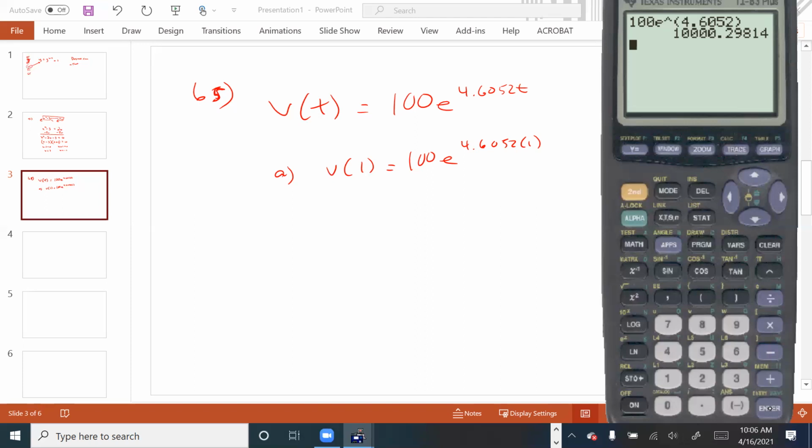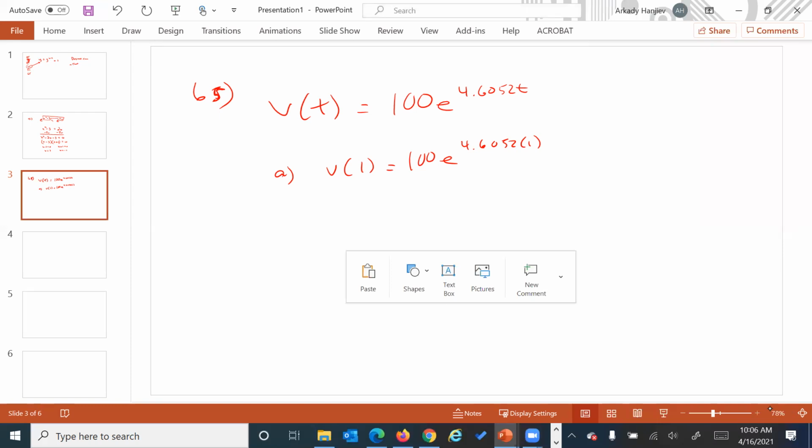Dylan, do you have the answers to that one or no? I didn't want to help on it. Gotcha. Okay. So within the hour, we have about 10,000 computers infected with this wonderful thing. Probably not realistic numbers though, right? No. Technically we have to adjust this 4.6052. It's too fast. Okay, we're going to go with B.